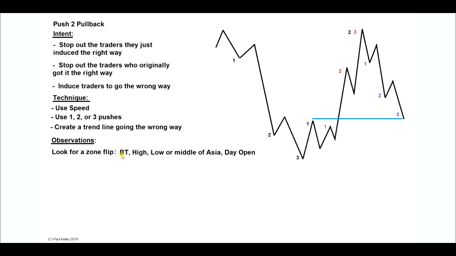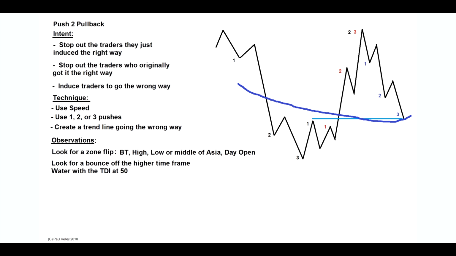You can also be done at a target. You can get a zone flip at a blue tracer, a high, low, or middle of Asia. You can also get it at the day open. But this is a solid point that you're looking for. That's where you get a zone flip. Another thing you can look for is a bounce off the higher time water with the TDI at 50. You call it the 50-50 bounce. The water can be coming down like this, where they bounce off of it. Or it could be already going up and they're just bouncing, came back to it, and they're going to continue up.